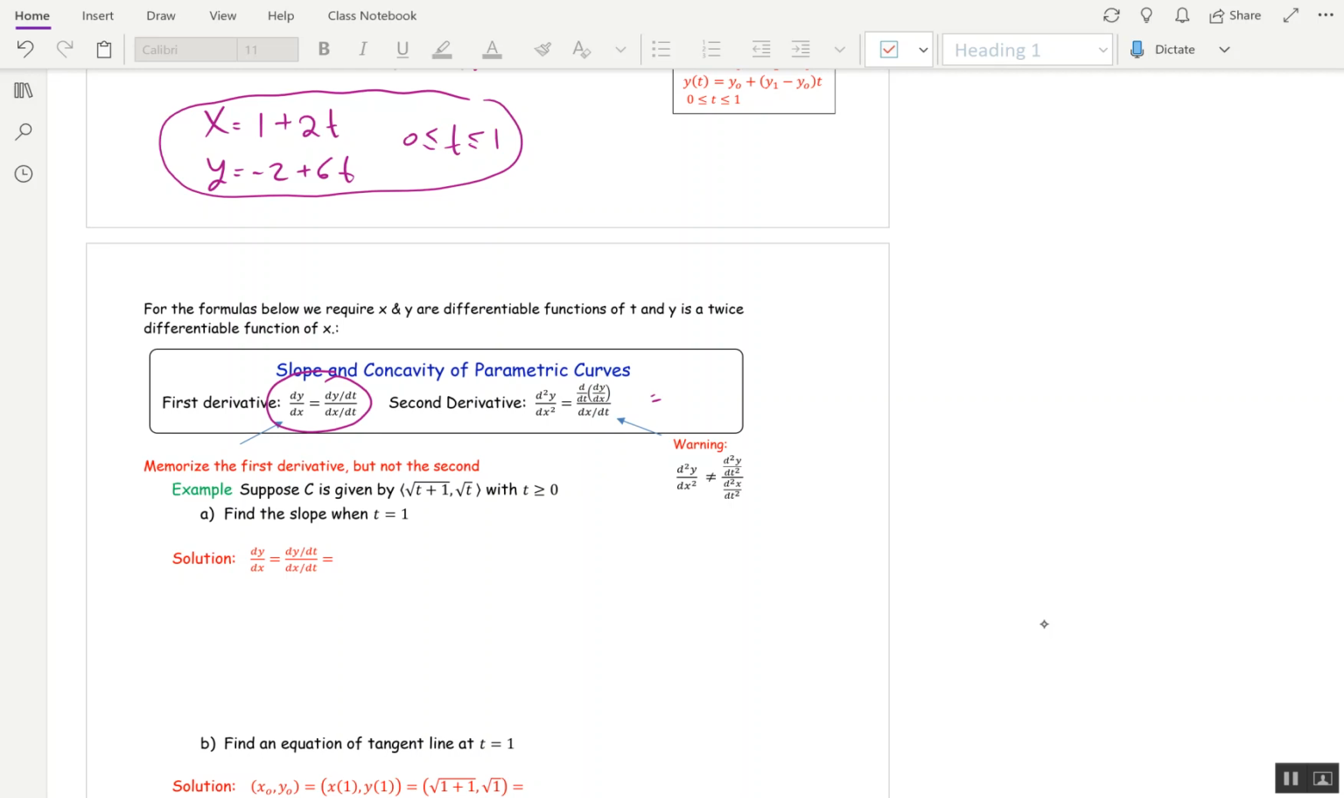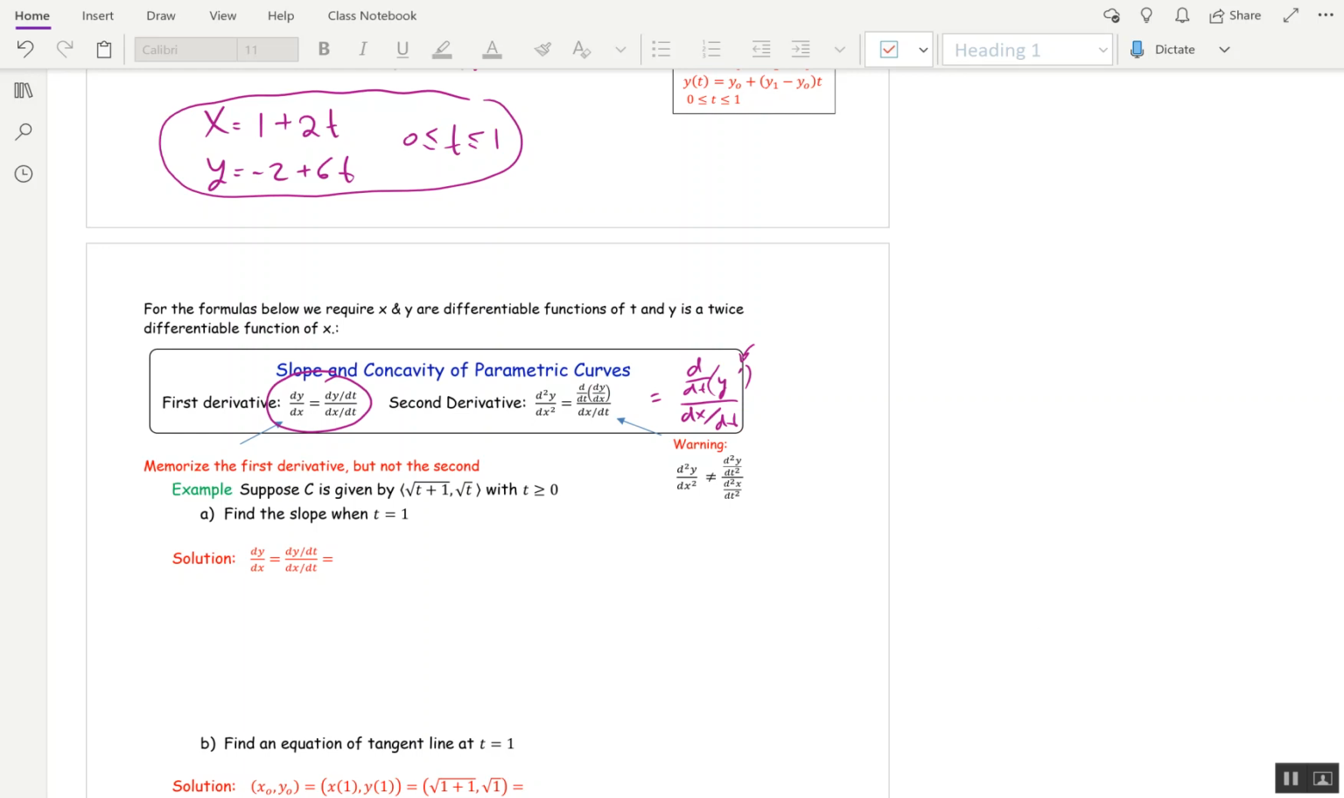Your book has, I can't remember, d/dt of y prime over dx/dt. But the question is, what is y prime? Is it dy/dx or dy/dt? So the book's formula is a little bit ambiguous, so I like to spell it out. It's d/dt of dy/dx over dx/dt.